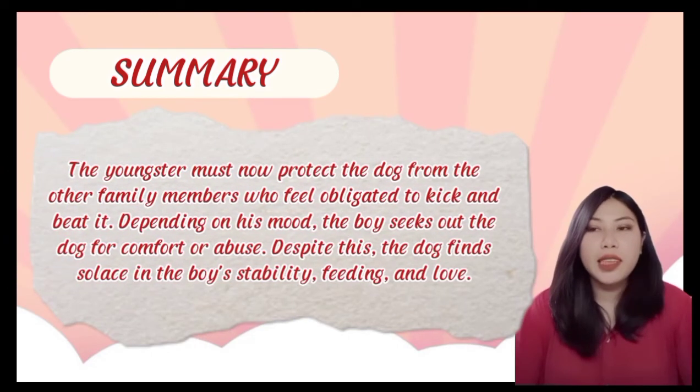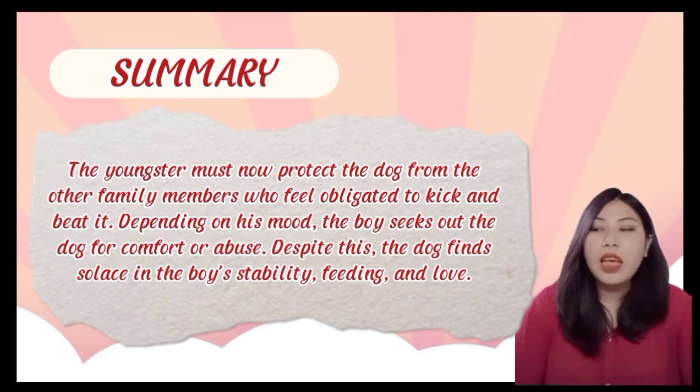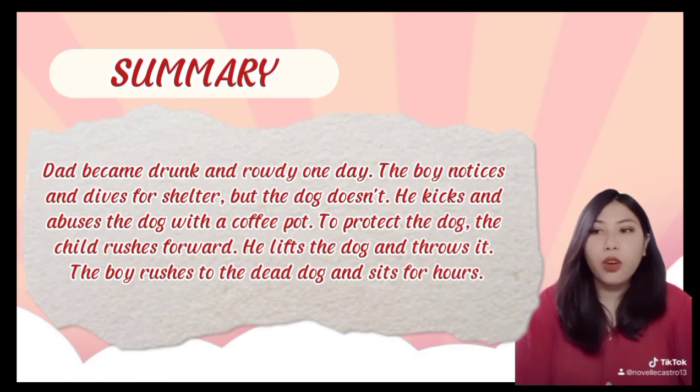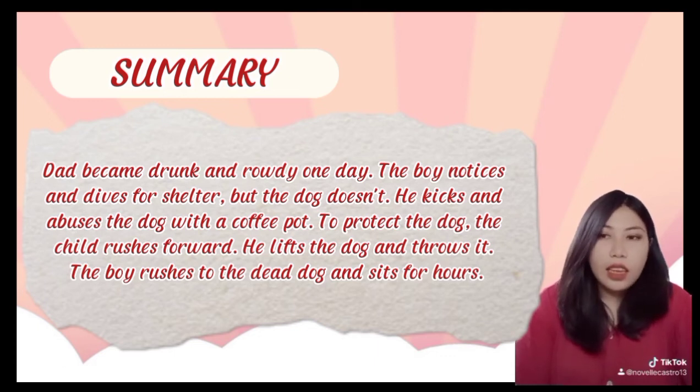The youngster must now protect the dog from the other family members who feel obligated to kick and beat it. Depending on his mood, the boy seeks out the dog for comfort or abuse. Despite this, the dog finds solace in the boy's stability, feeding, and love. Dad became drunk and rowdy one day. The boy notices and dives for shelter, but the dog doesn't. He kicks and abuses the dog with a coffee pot.